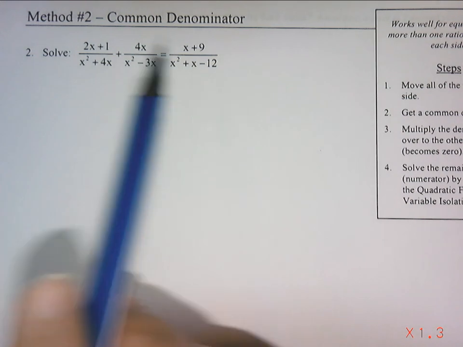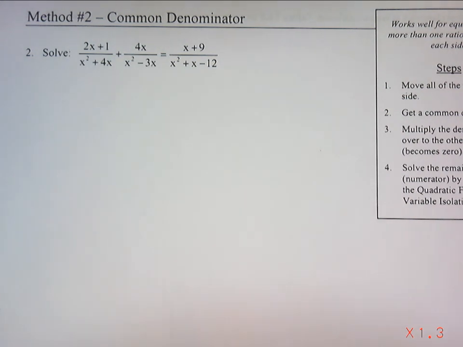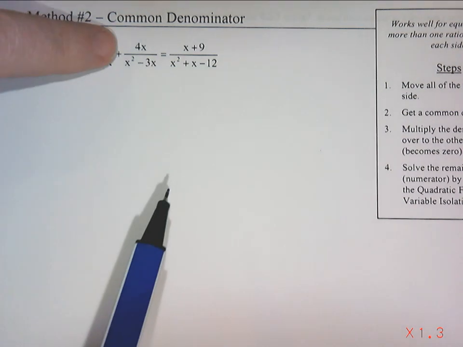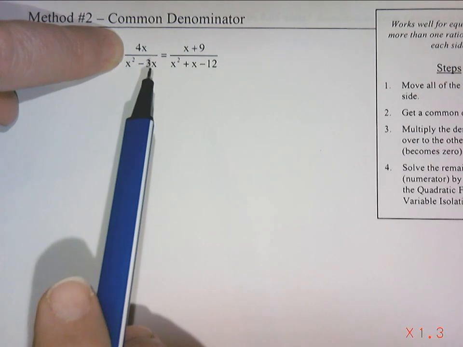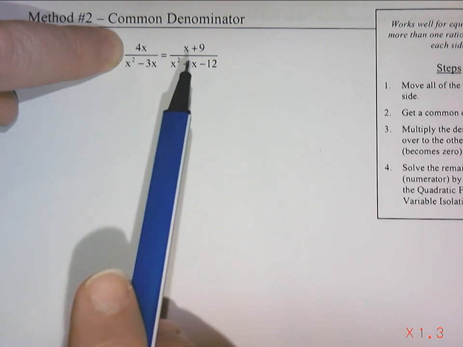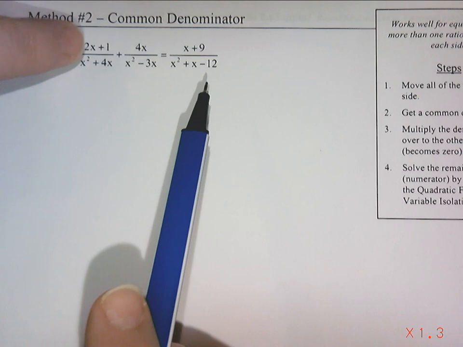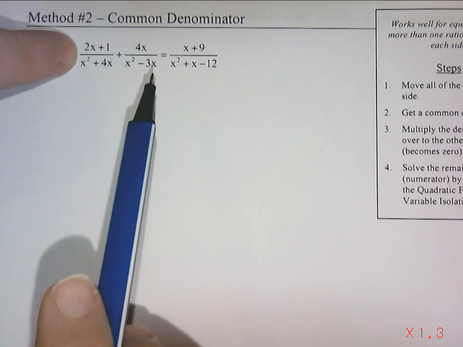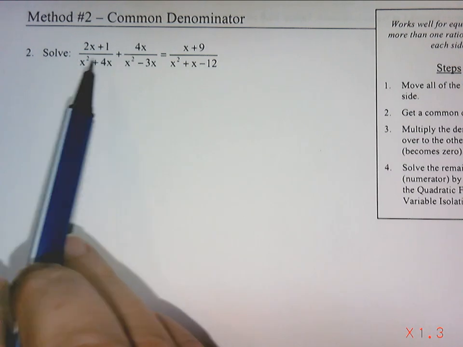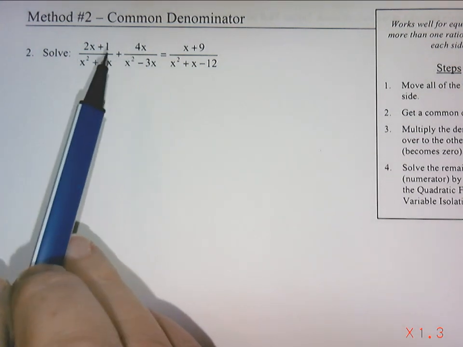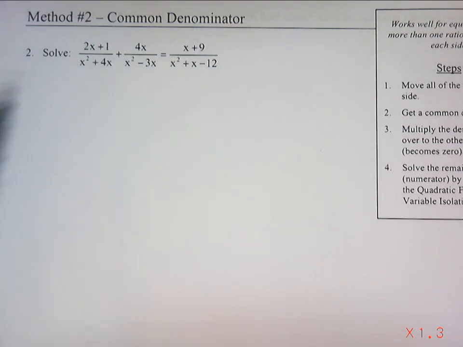Now, the previous method, or method number 1 that we talked about, was solving by cross multiplying. You can cross multiply if you only have one rational expression on the left and then one rational expression on the right. As soon as you have more than one rational expression on any of the sides, you are going to need to find a way to combine them by getting a common denominator. So I will need to add these two fractions together before I can cross multiply.